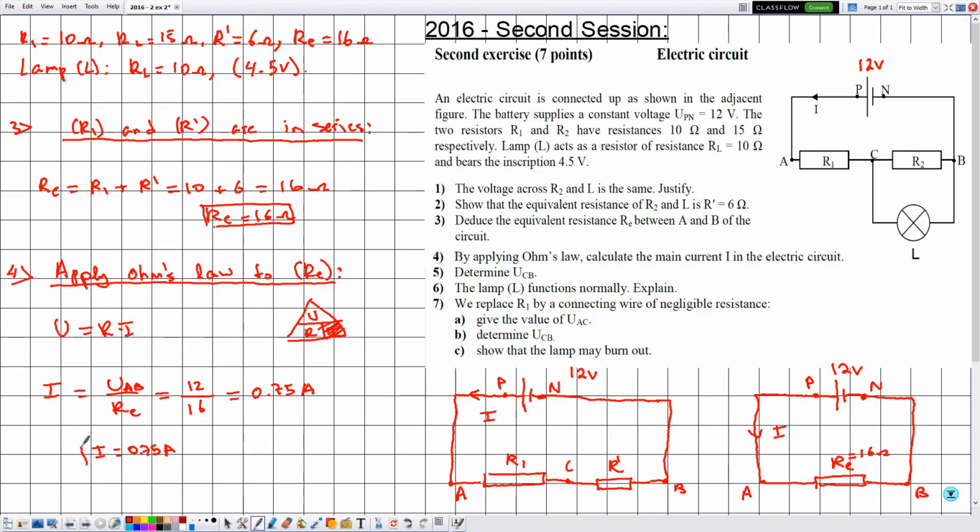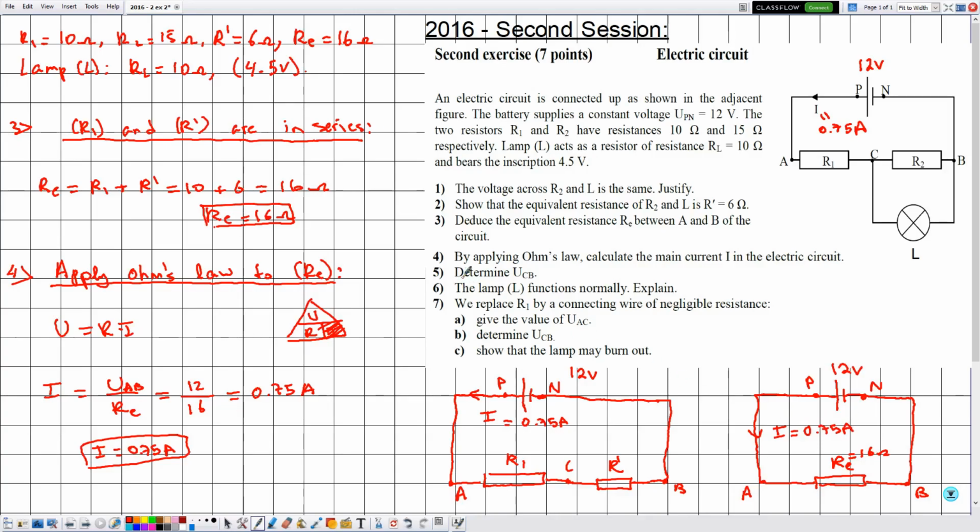And I repeat, the trick in solving such exercises is to write the voltage and the electric current on the electric circuit. Here we have 3 different electric circuits, so we will label the electric current I in the 3 electric circuits. So in the given one, which is 0.75 amperes, and in the second one, and in the third one as well.